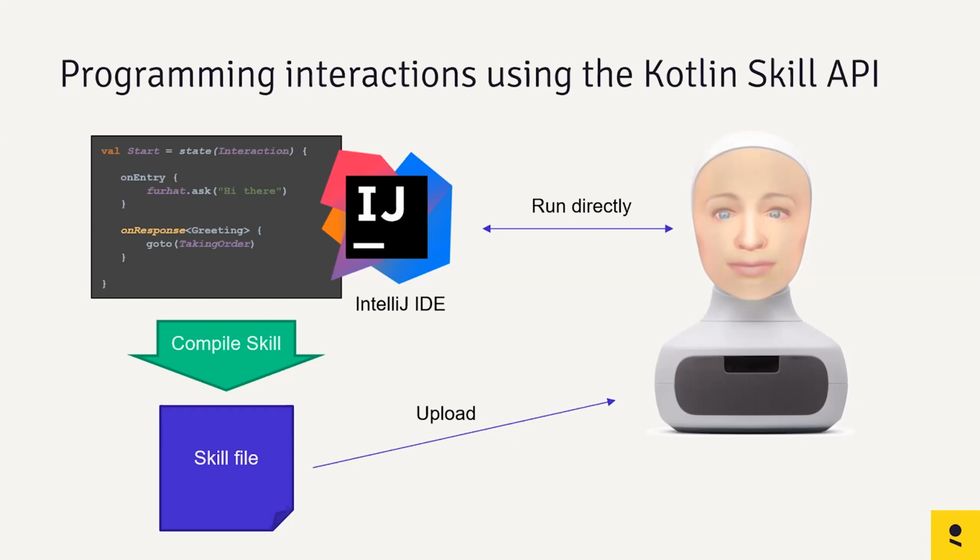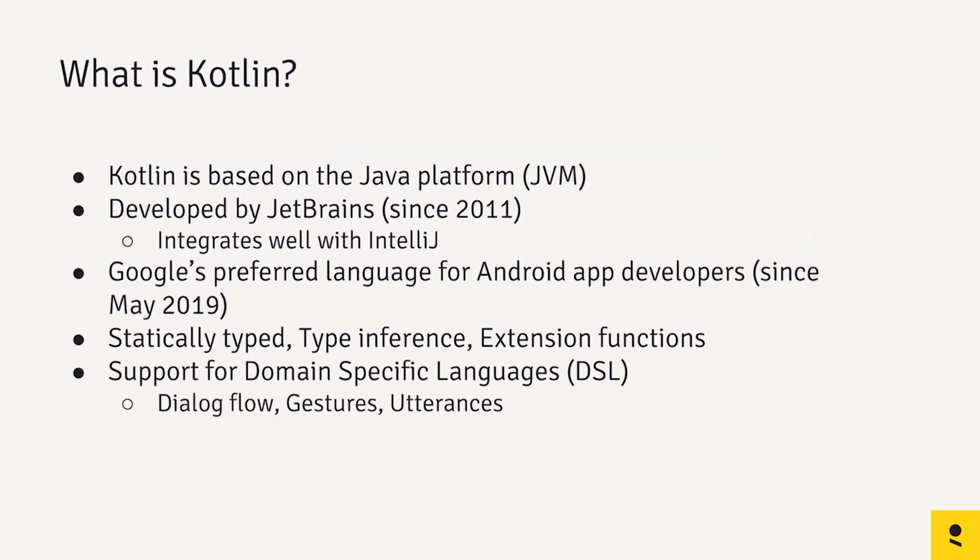So that's again, if you want something self-contained in the robot, this would be the way to go. So maybe not everyone knows what Kotlin is. It's a programming language based on the Java platform, so it runs on the Java virtual machine, developed by JetBrains. Integrates very well with IntelliJ. That's why we recommend that. It's actually Google's preferred language for Android app developers.